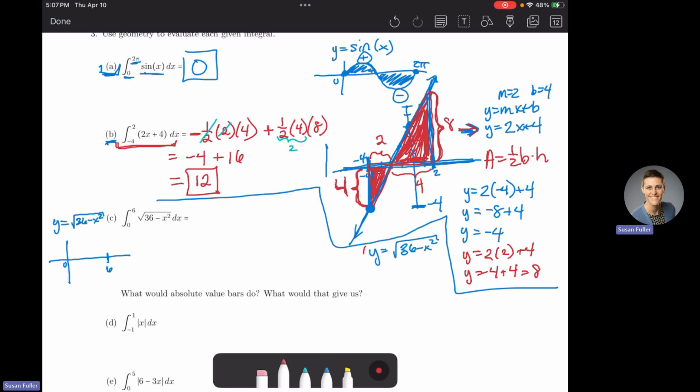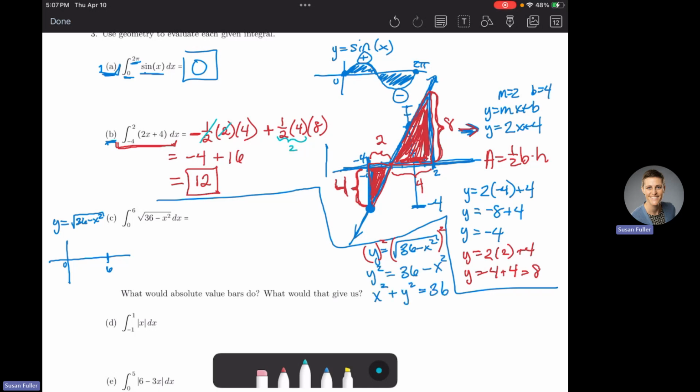To figure out what this looks like, I'm going to square both sides. And when I do that, I get y squared equals 36 minus x squared because the square and the square root cancel each other out. So I just have 36 minus x squared. Add that x squared to both sides. And what this looks like is going to be part of x squared plus y squared equals 36.